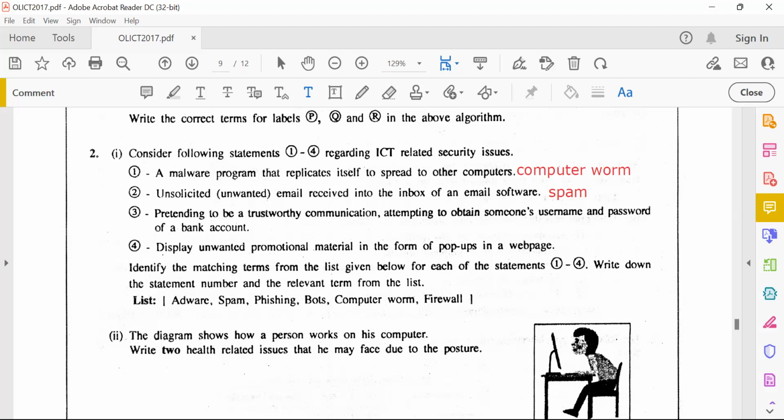Pretending to be a trustworthy communication, attempting to obtain someone's username and password of a bank account. It doesn't have to be a bank account, anything that you are trying to cheat, especially banking applications are quite common because finance involvement is there, right? Because of that, this is called phishing.